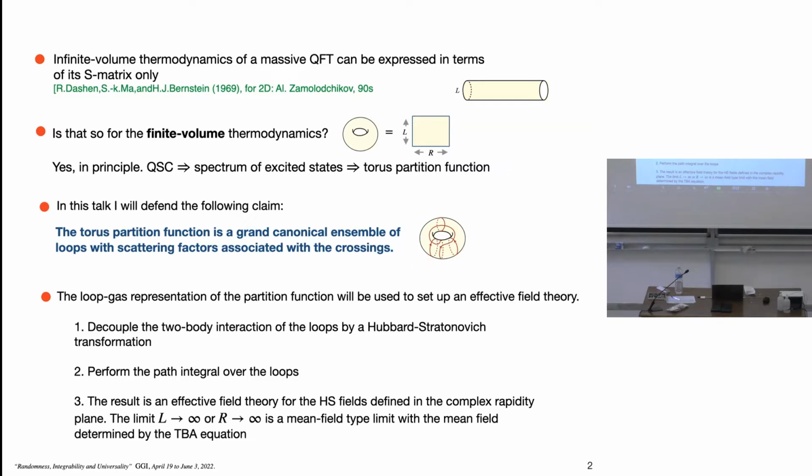In this gas of loops, you can decouple the two-body interaction of loops by a kind of Hubbard-Stratonovich transformation, introducing an extra auxiliary field. Then you have a gas of loops in a bath of some external field. You can sum over all loops as if they were non-interacting, and then you obtain some effective potential for these Hubbard-Stratonovich fields, which allows you to set up a perturbation technique.